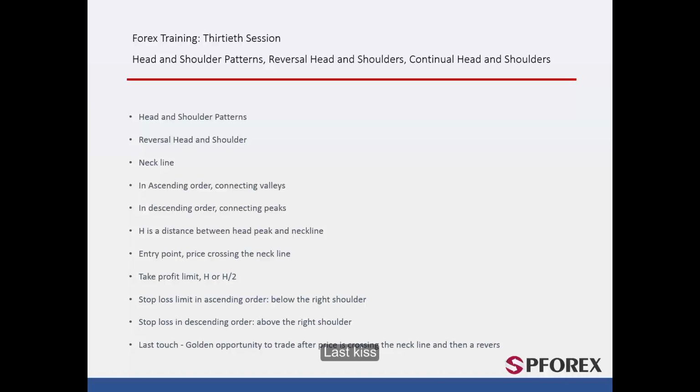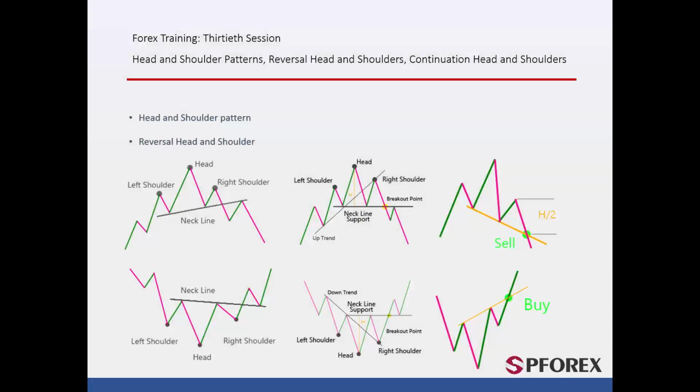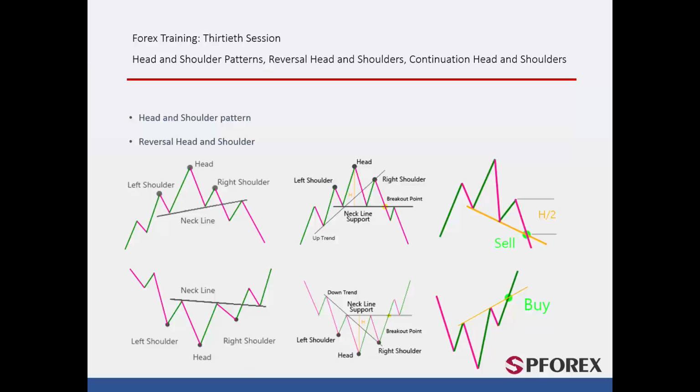Last kiss. Last kiss is a favorable point where traders can place an order. It happens when price returns to the neckline after it crossed it earlier. Graphs illustrate the specification of different head and shoulder patterns. There are 3 various reverse types with little discrepancy.